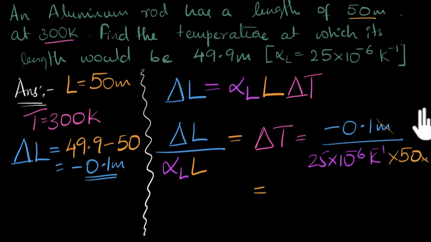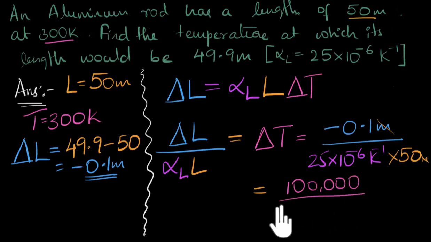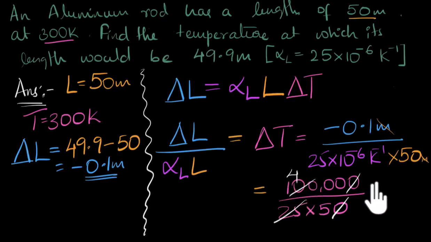We can take the 10 to the minus 6 upstairs. That will become 10 to the plus 6. 10 to the plus 6 times 0.1 will be 10 to the power 5. So 1 and 5 zeros divided by 25 times 50. So the 10 cancels. 25 goes 4 times. So we get 400 divided by 5. That gives us, oh, there's a negative sign by the way. So that gives us minus 80 Kelvin.